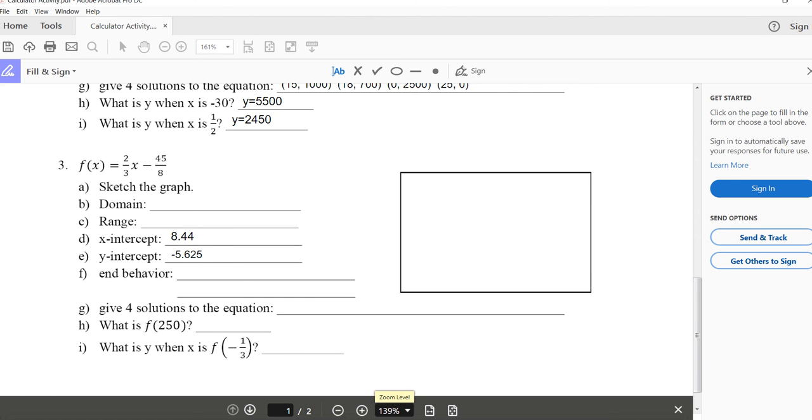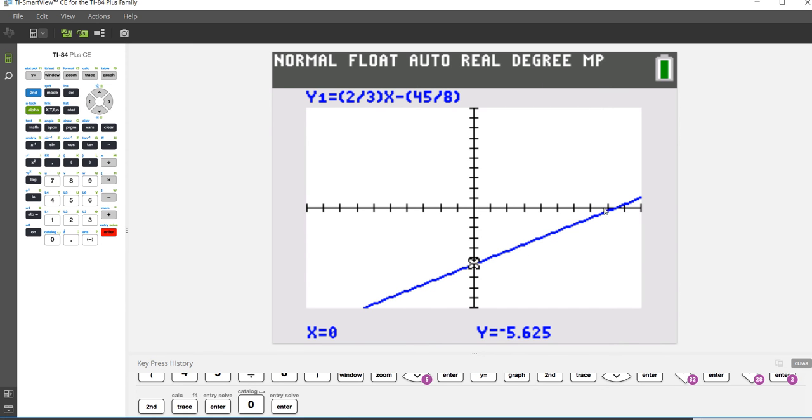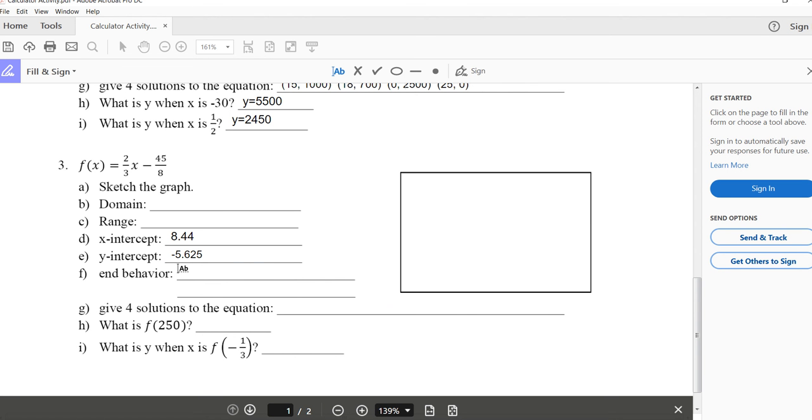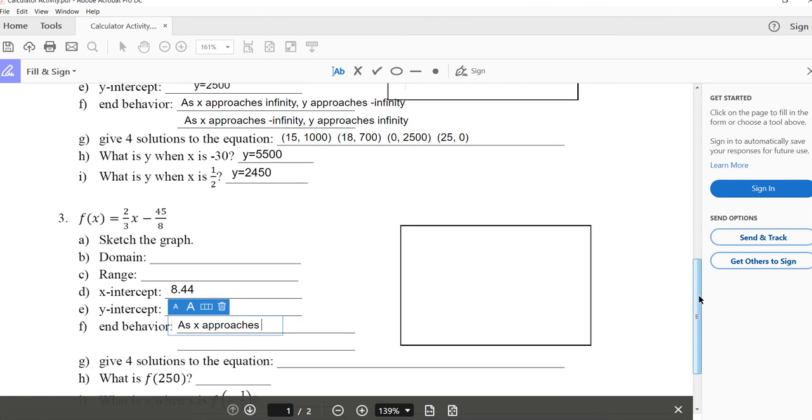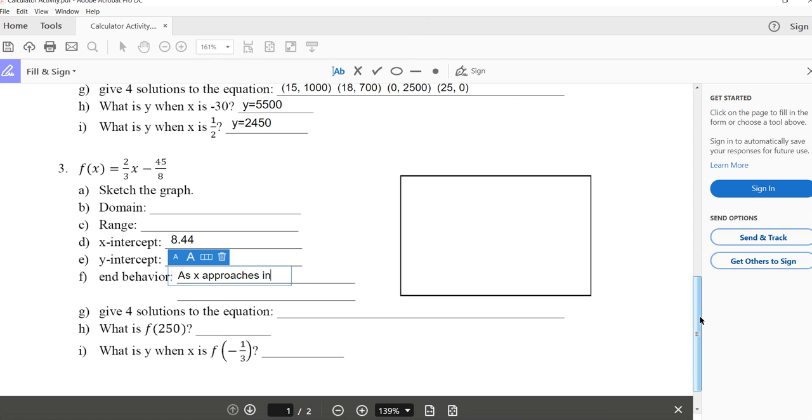End behavior. As our graph moves to the right, as x approaches positive infinity, is the graph going up or down? The graph is going up. So as x approaches positive infinity, y is approaching positive infinity as well.